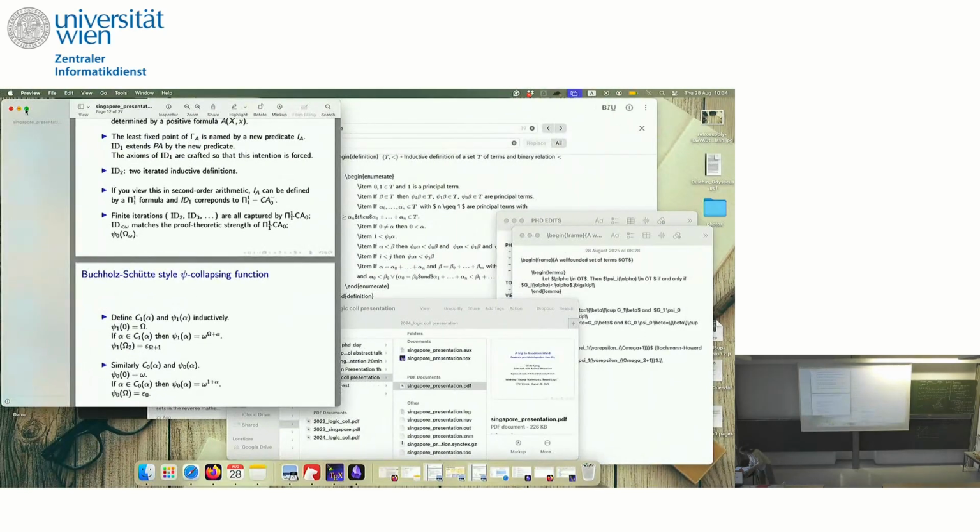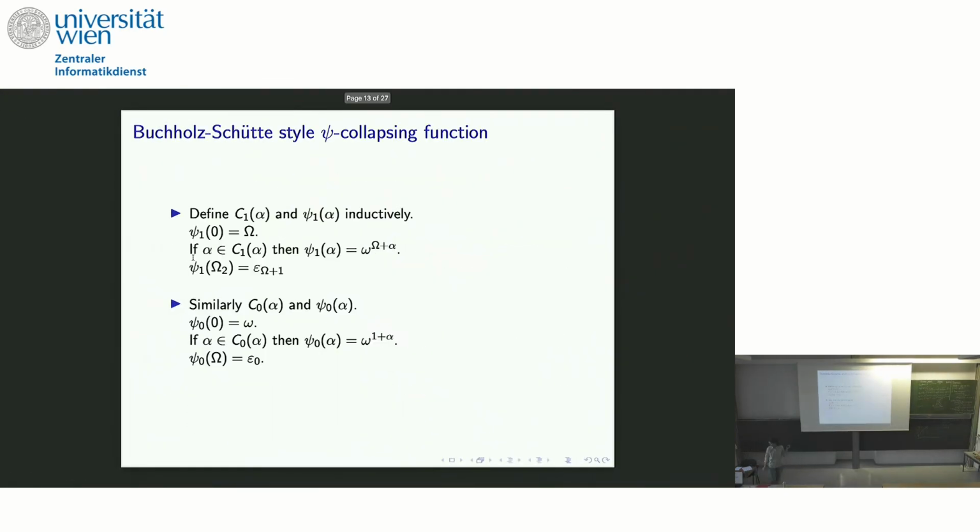Now at this point, I try to construct the set for C0 epsilon 0 plus 1. What happens is that I cannot go beyond epsilon 0 because this is the function that I have, which means that for a very, very long time, I get stuck at epsilon 0.